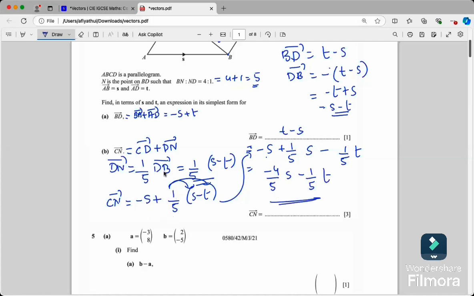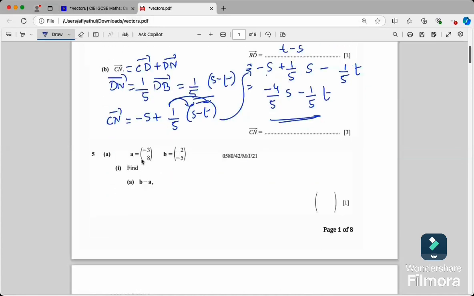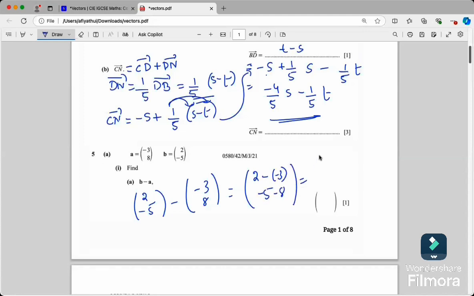So any ratio you have to convert into the fraction first. Now the vector A is given, column vector for the B is given. Find out B minus A. Just simply minus the column vectors: 2, minus 5, minus A, minus 3 and 8. So it simply becomes 2 minus of minus 3, and then minus 5 and minus 8. So you can just take it as 2 plus 3, minus into minus plus. So 2 plus 3, and here it will become minus 5 and minus 8. So your final answer is going to be 5 and negative 13.